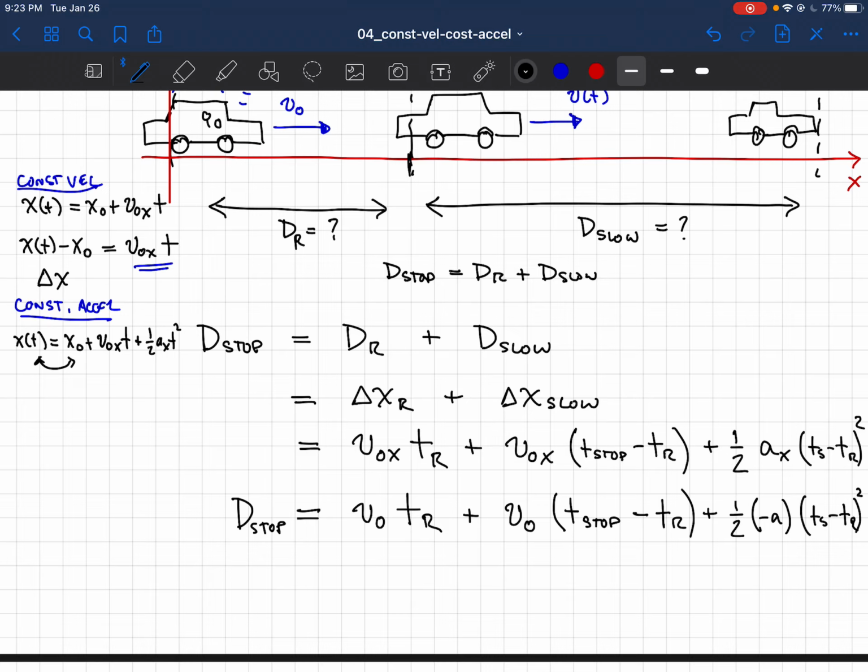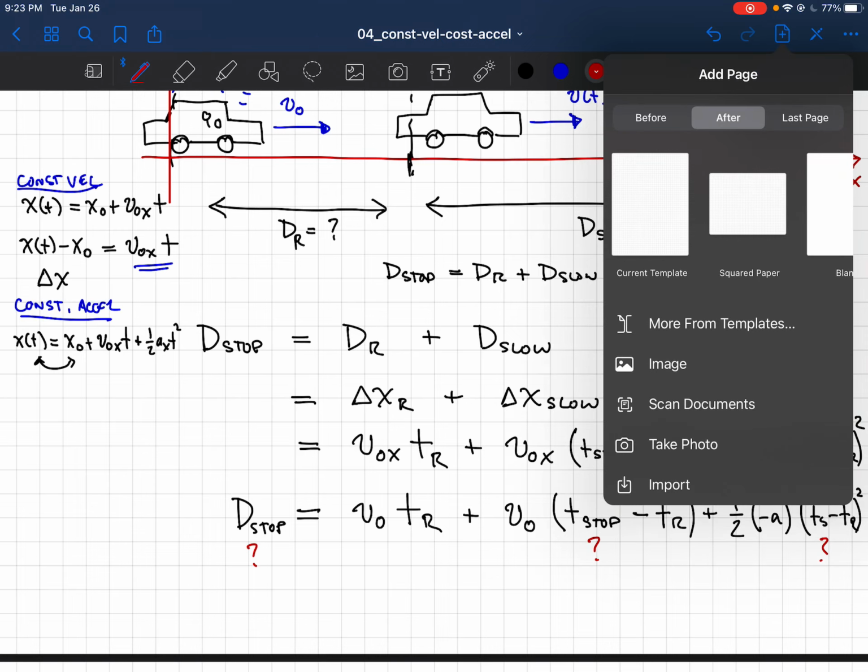Okay, so that's something that we can do. Now what do we do with that? Well, it looks like we're going to need more information. So why do we need more information? Well, this is one unknown, but this is another unknown here.